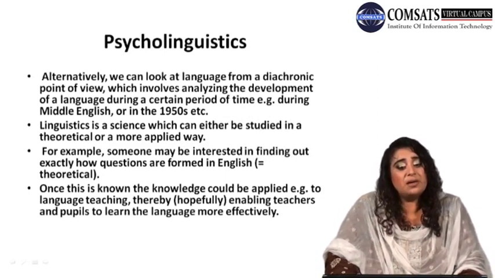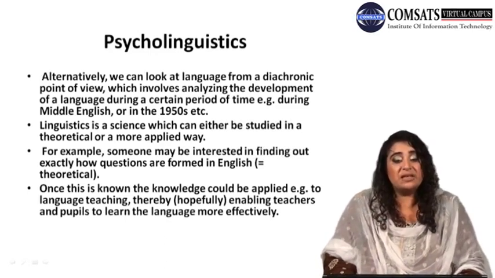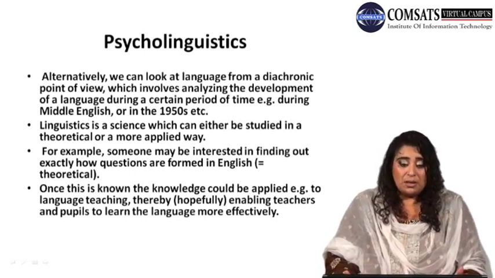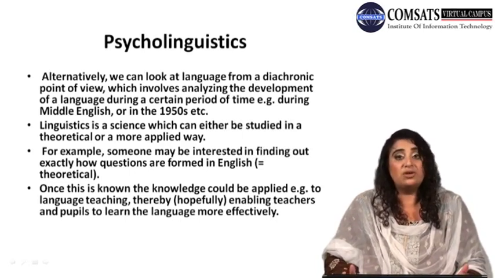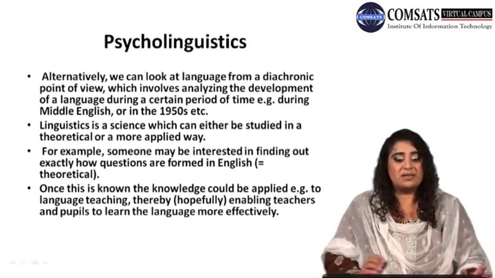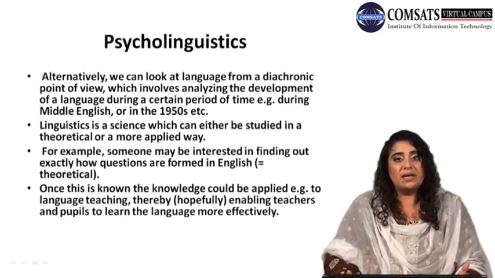Now, alternately, we can look at language from a diachronic point of view, which involves analyzing the development of language during a certain period of time, for example, during Middle English or in the 1950s. So the other way of looking at language would be the diachronic way. And that would explain how language changed or developed during a certain period of time, like, let's say, from one point to another point. Let's say from Middle English going up to the 1950s. How did language develop and change by that time?